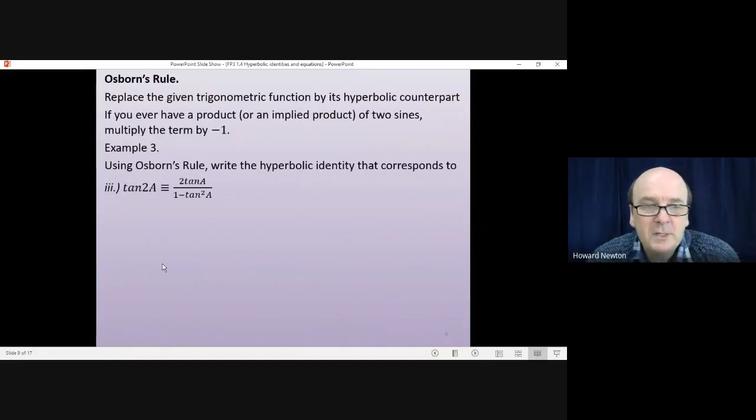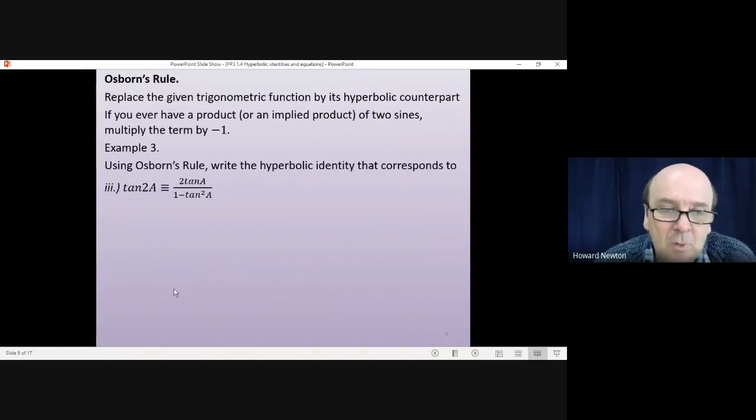And the third one, tan 2a is 2 tan a over 1 minus tan squared a. The only place we've got a product of sines is implied here in the tan squared, sin squared over cos squared. So the minus changes to a plus, and we get tanh 2a is equal to 2 tanh a over 1 plus tanh squared a.